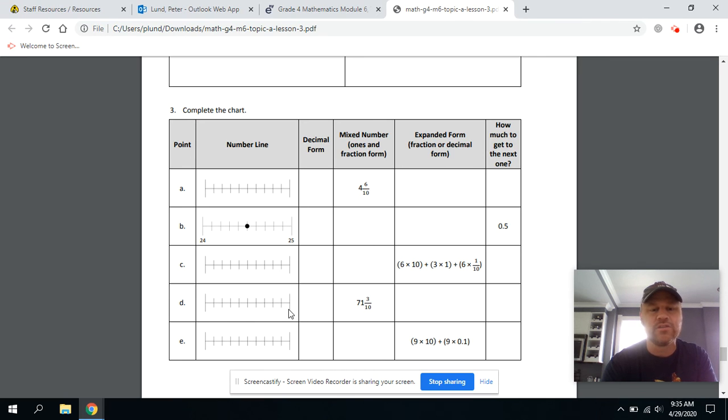And you did 10 tenths here, right? 1 tenth, 2 tenths, 3 tenths. So your dot would go here, 71 and 3 tenths.